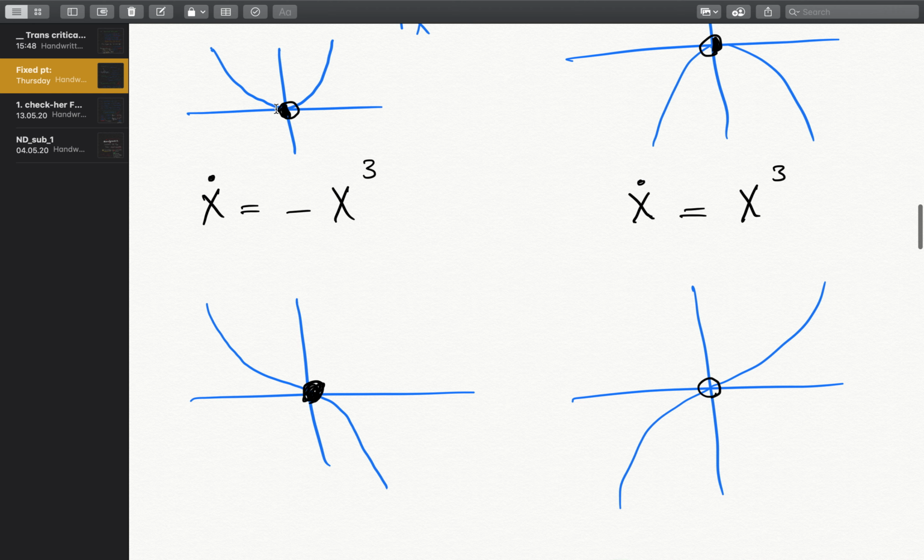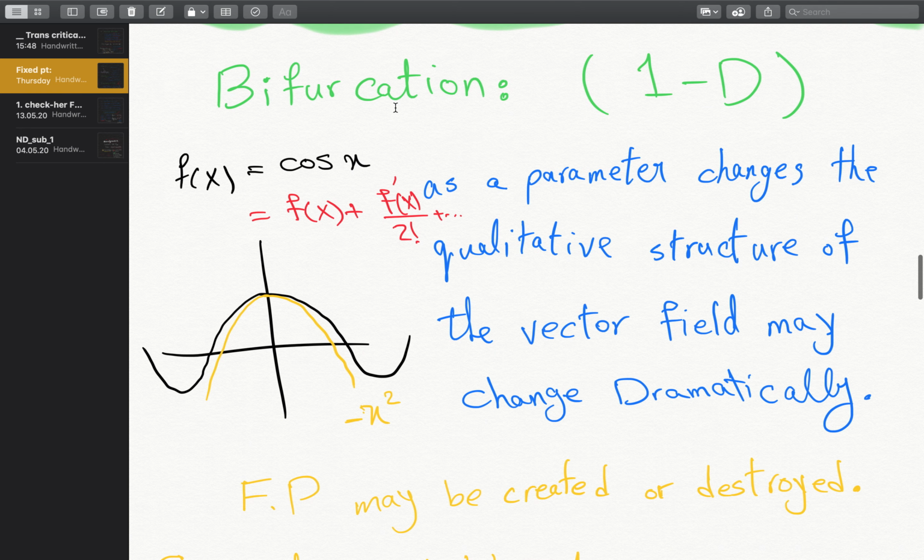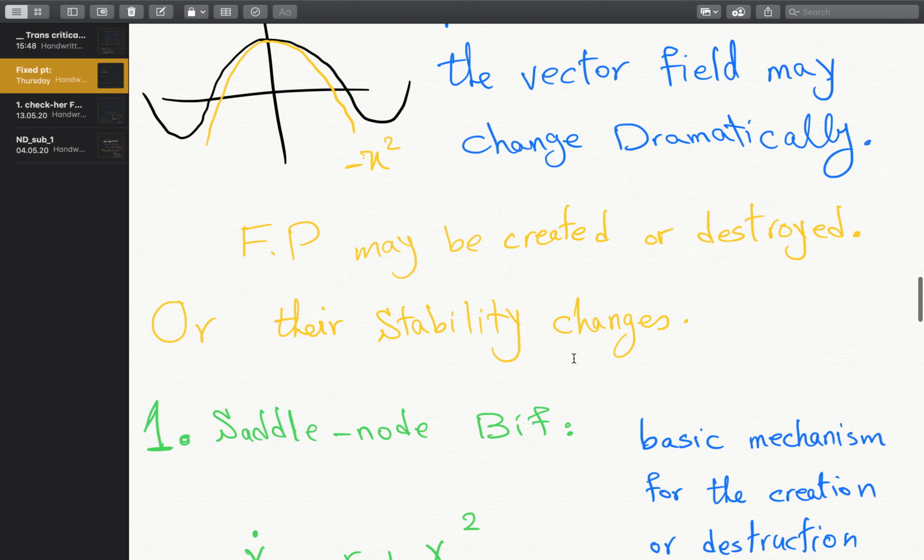We talked about this half-stable fixed point, which is interesting in the idea of bifurcation. So bifurcation is when a parameter changes the qualitative structure of our system. It can do two things: creating or destroying fixed points, or changing their stability.